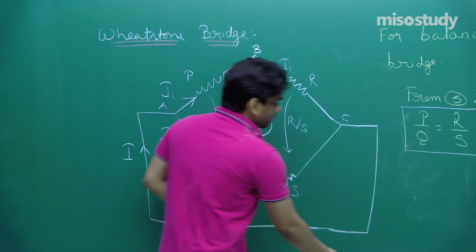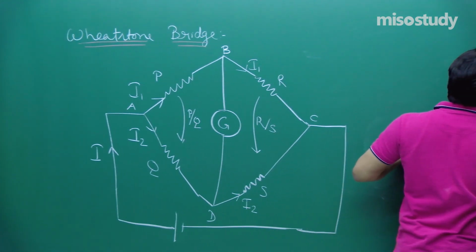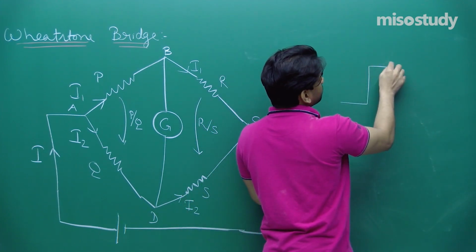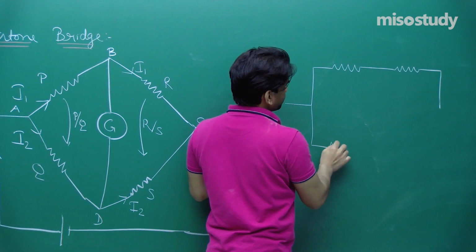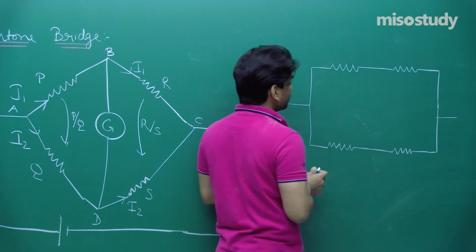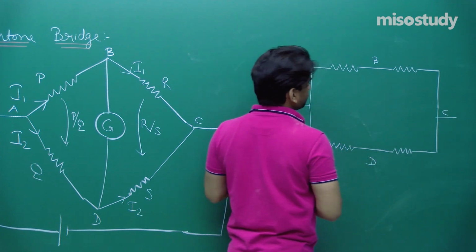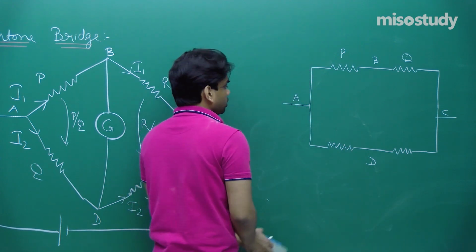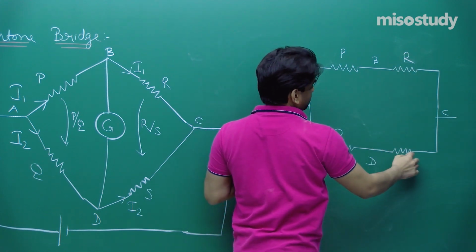Even if I show you a new circuit, see what will happen. Instead of the galvanometer, let me go ahead and draw a very simple circuit. This is one more representation of the Wheatstone bridge. Let's say this is terminal A, here we have B, this is C, this is D. Again P and Q, and the other side is R and S.